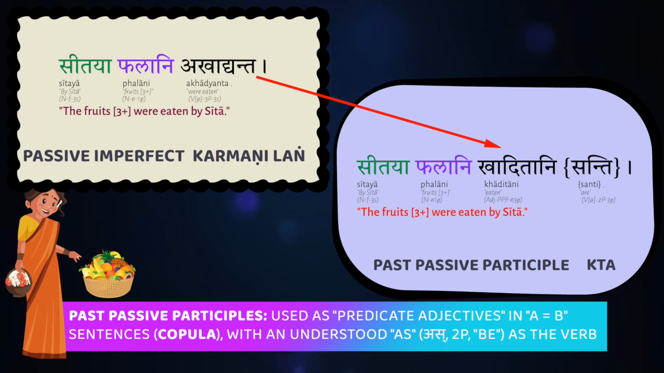Sitaya phalani khaditani santi. Now, if you remember, when you have A equals B sentences, when you have copulas, you can drop the verb asti. So in our sentence, you can just drop the plural form santi here and just have Sitaya phalani khaditani. The fruits were eaten by Sita.